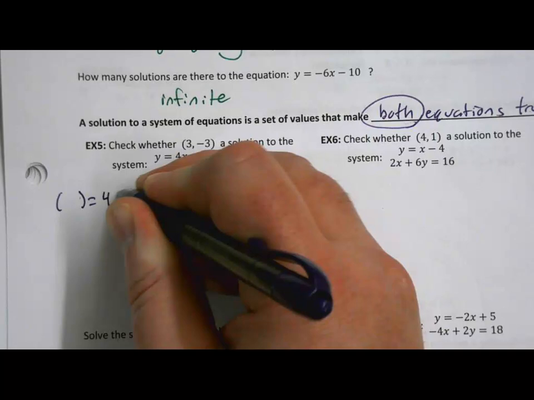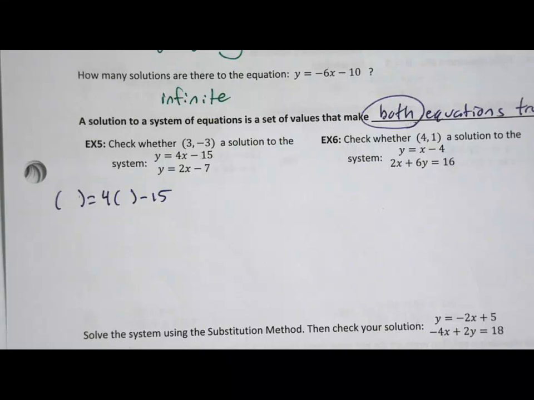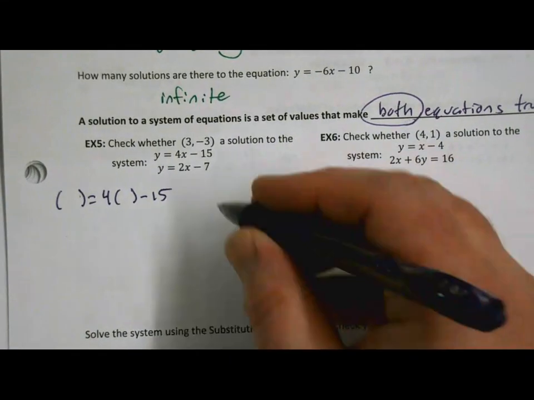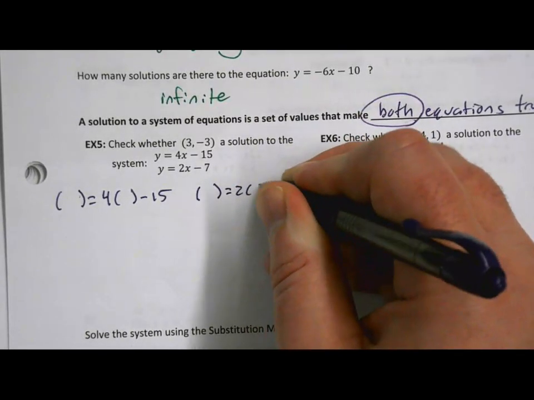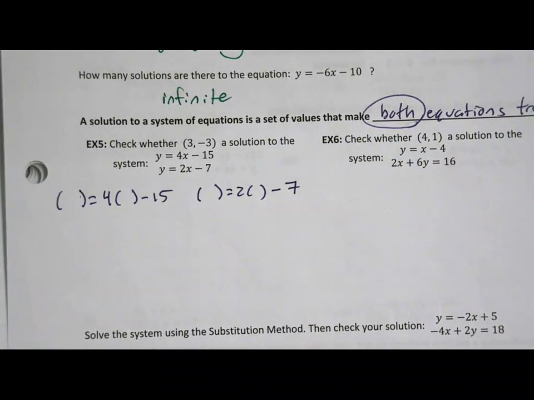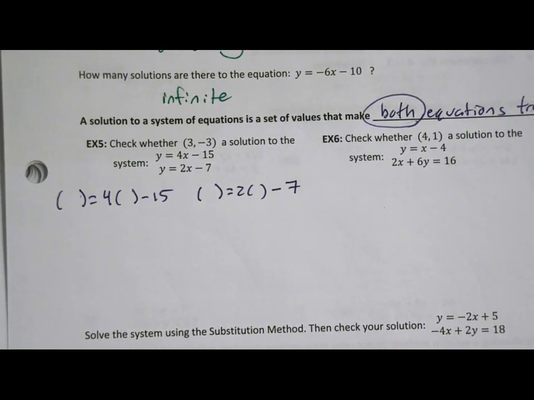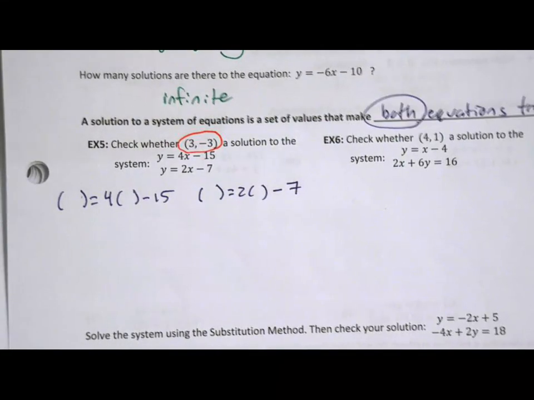So y equals 4x minus 15. There's my first equation. And I'm writing small enough that I can fit the second one right next to it. y equals 2x minus 7. Those are my two equations. And I want to check and see if this solution is the correct one for that.